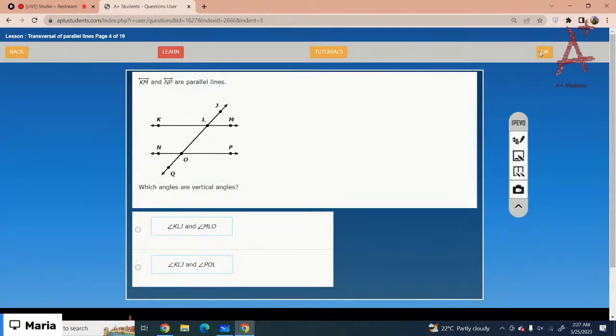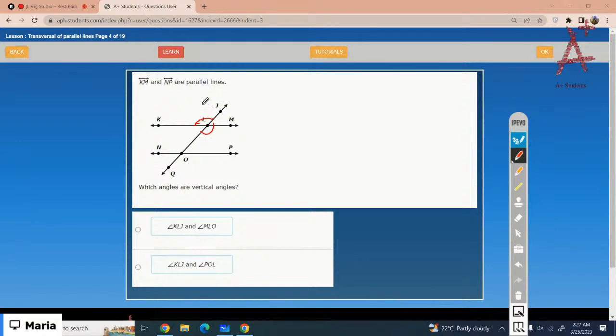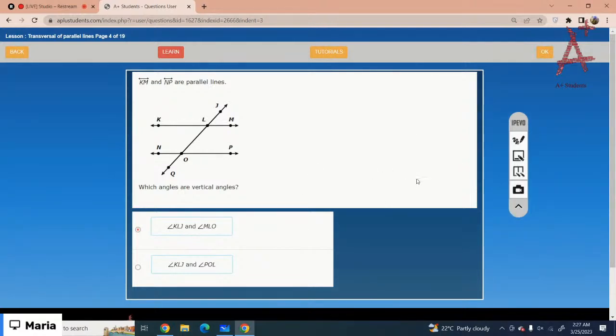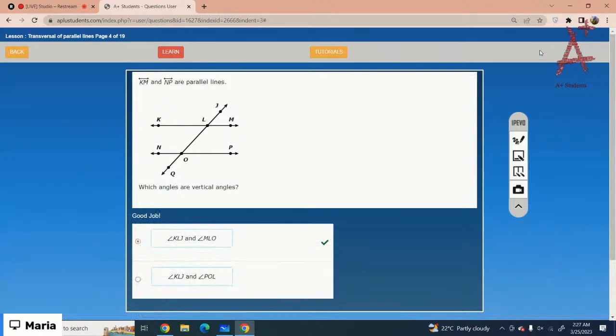Okay, KM and NP are parallel lines. Which angles are the vertical angles? Vertical angles are the angles that are formed by two intersecting lines, on opposite sides. Got it? Okay, just like KLJ, this one, and MLO, they are the two angles that are vertical angles. The second option is the correct one. They are on the same vertex but on the opposite side. So it will be KLJ and MLO. L is basically the common vertex here. Got it?